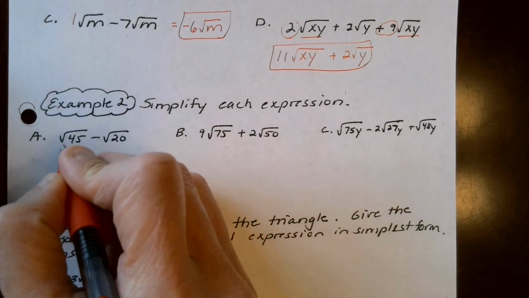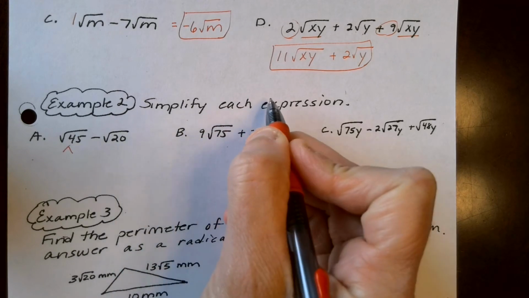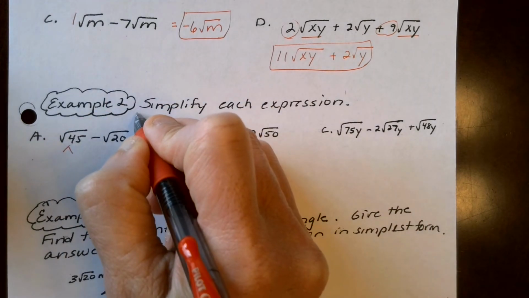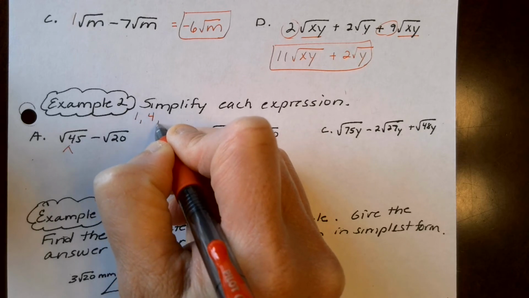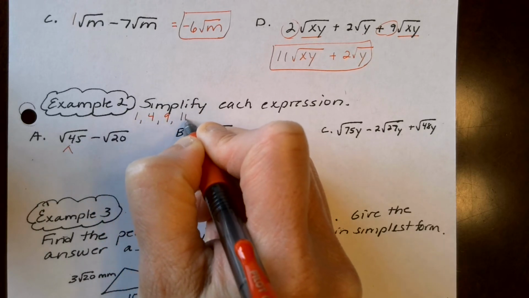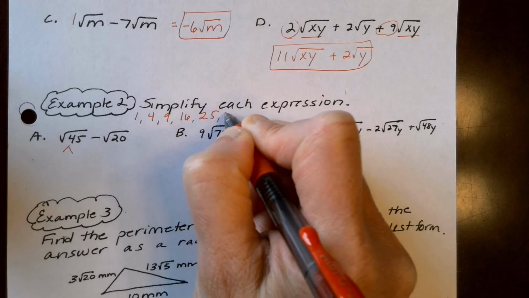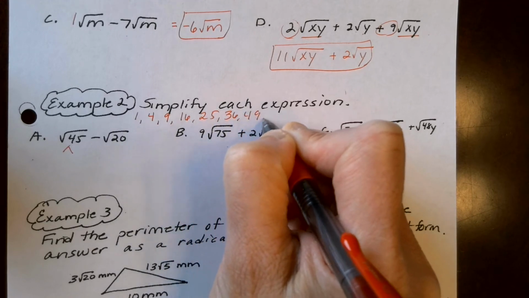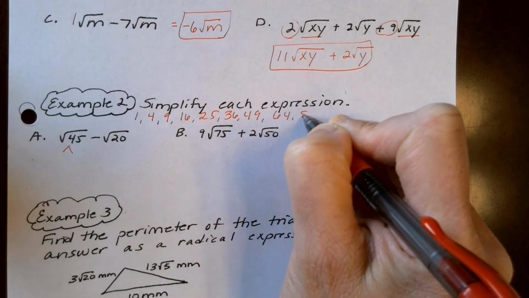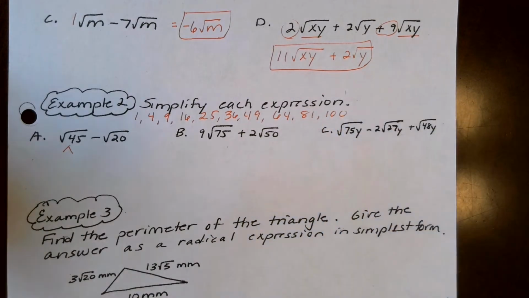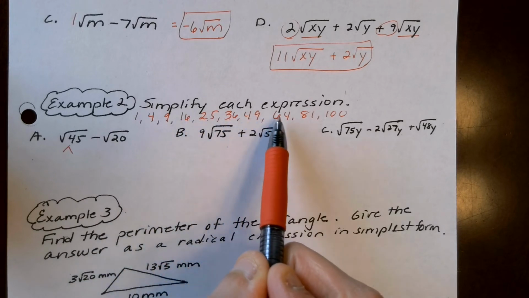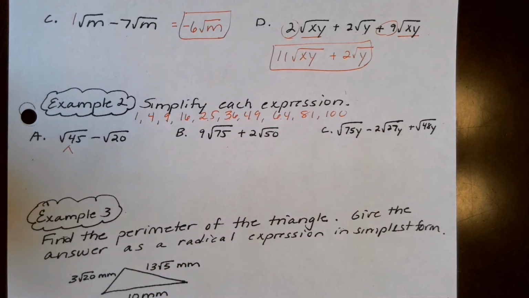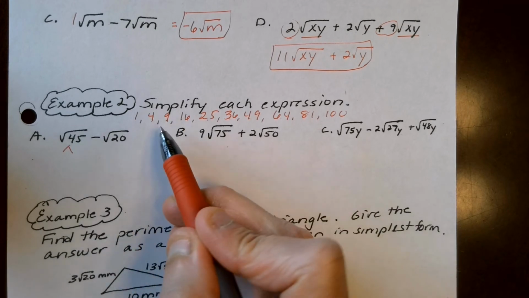So this is where you're going to break them down. And do you remember those numbers that we circled? Let's see if we can remember them. 1. What's the next one? 4, 9, 16, 25, 36, 49, 64, 81, 100. Okay, and how did I get those? 1 squared, 2 squared, 3 squared, 4 squared, 5 squared, 6 squared, 7 squared, 8 squared, 9 squared, and 10 squared. Do you see any of those when we look at 45?